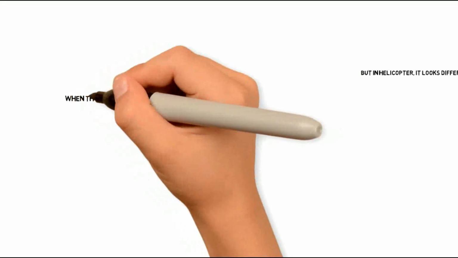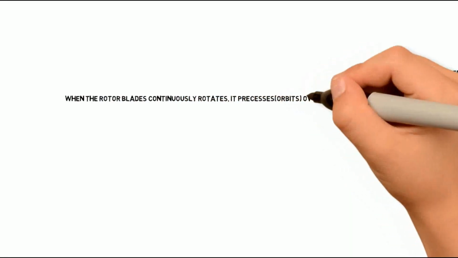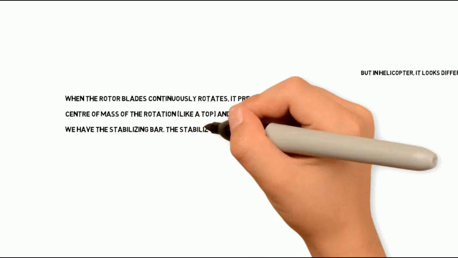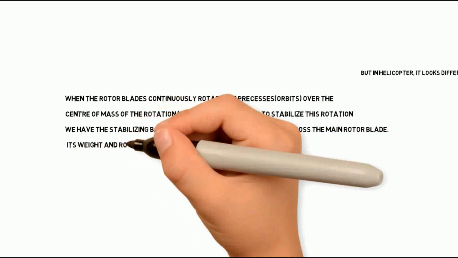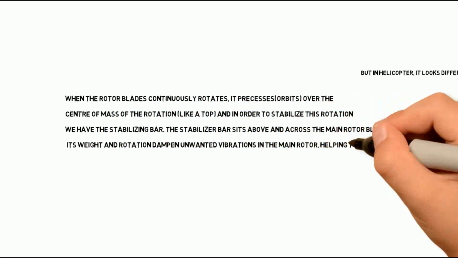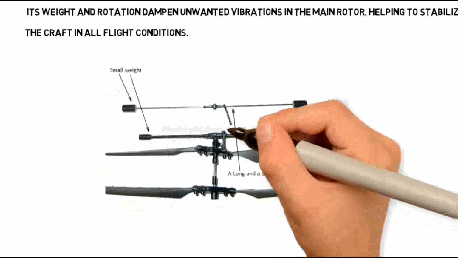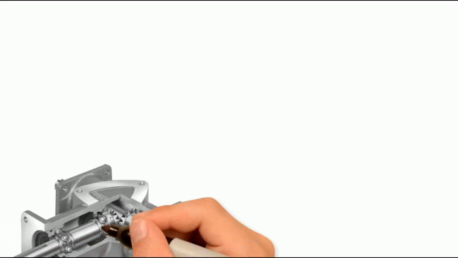When the rotor blades continuously rotate, they orbit over the center of mass of the rotation, like a top, and in order to stabilize this rotation, we have the stabilizing bar. The stabilizer bar sits above and across the main rotor blade. Its weight and rotation dampen unwanted vibrations in the main rotor, helping to stabilize the craft in all flight conditions.